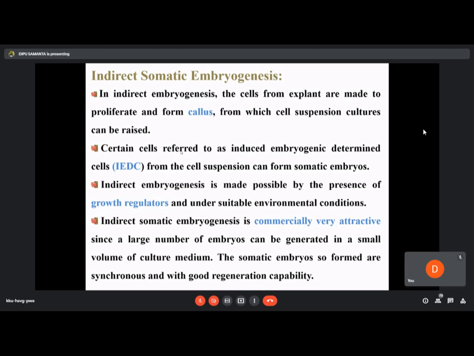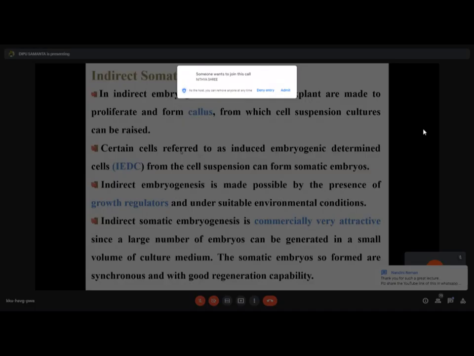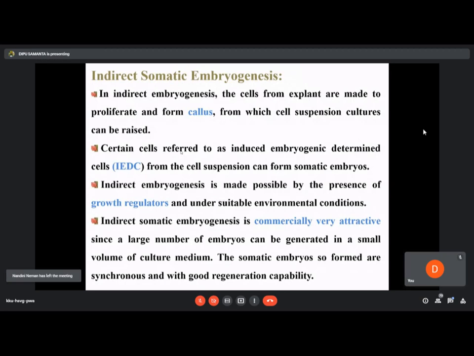Indirect somatic embryogenesis is made possible by the presence of growth regulators. As I have mentioned earlier, the presence of 2,4-D is very much required at the earlier stages, and suitable environmental conditions are also required. Indirect somatic embryogenesis is commercially very attractive since a large number of embryos can be generated in a small volume of cultured media. The somatic embryos so formed are synchronous and also have good regeneration capability.